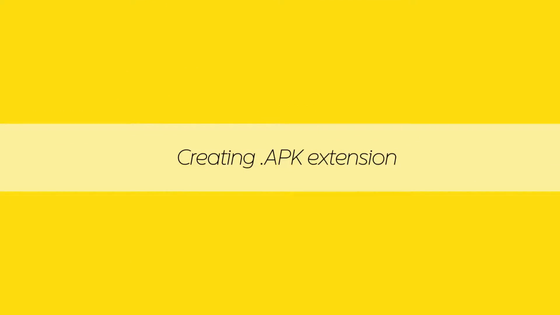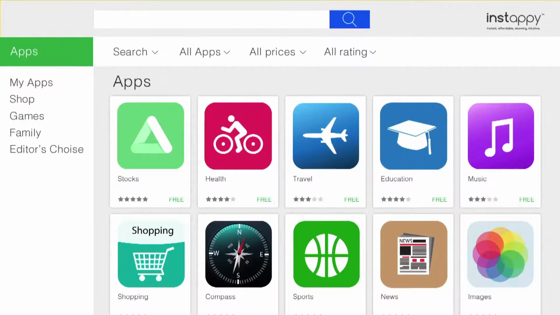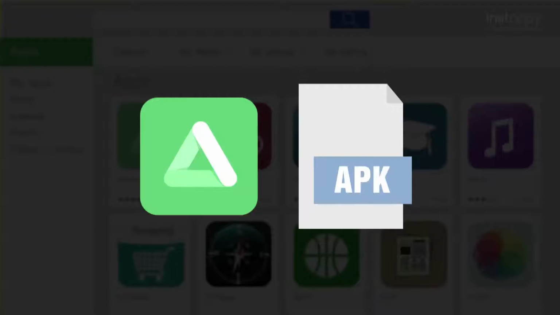Creating .apk extension. To distribute apps on Google Play Store, you need to have your app saved with the .apk extension. APK stands for Android Application Package. A Word file is saved with .doc extension, a PowerPoint presentation with .ppt. Similarly, Android apps have to be saved with a .apk extension.